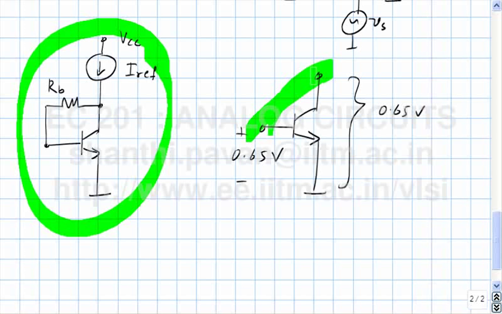Zero. So the collector cannot go below the base. If it does that, then you will enter the saturation region in the bipolar transistor, which is not where you want to operate. The transistor behaves like an active device only if VCE is greater than 0.65 volts. Does this make sense? Okay?